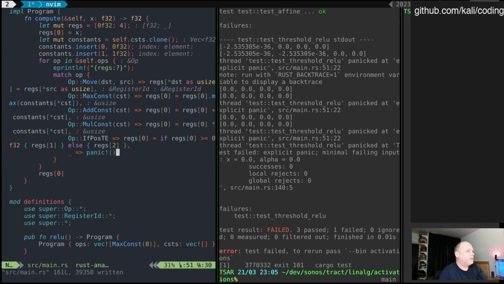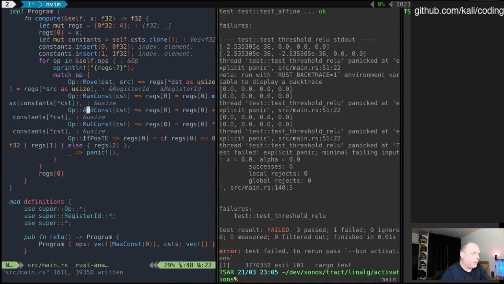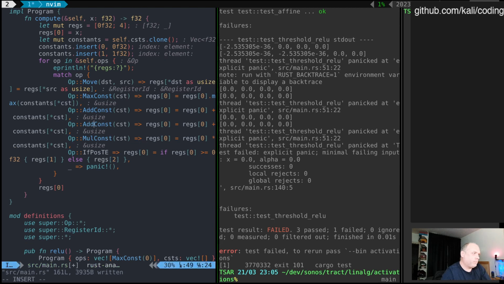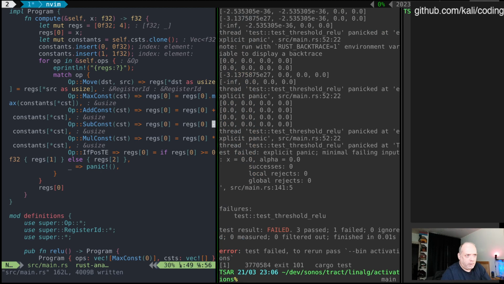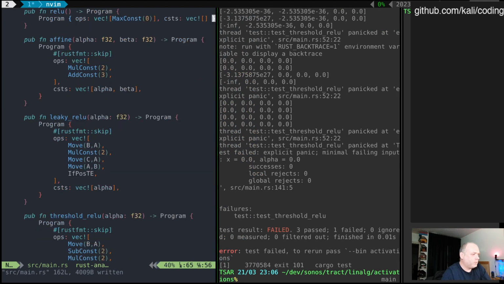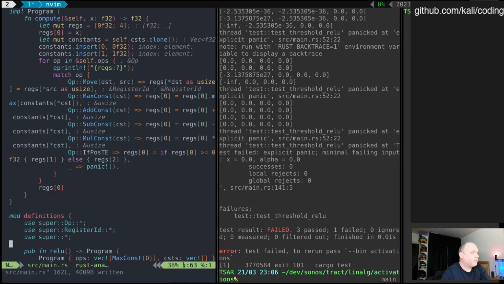Yes, because explicit panic is this guy. There is some operator missing. Threshold: we have move, we have sub const. So add const and sub const. Can probably get rid of this later. And so sub. Here we go. Still not there. Explicit panic again. So it's threshold. We have move, we have sub const, mul const. We have a load. Is it the first load? Yes, it's the first load.